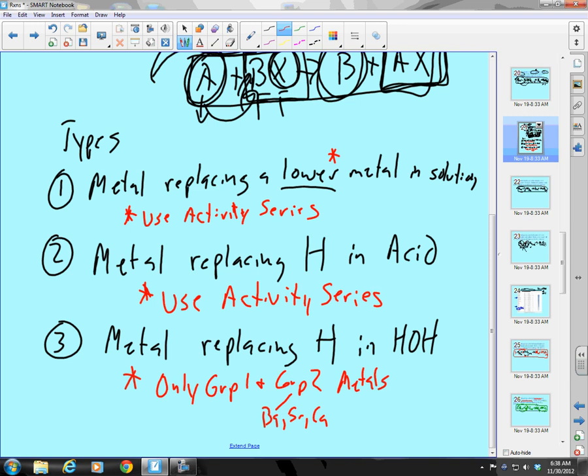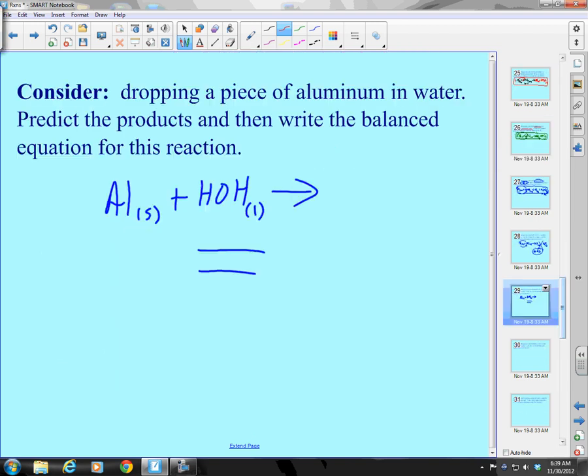So only group 1 and what we call heavy group 2 metals do this. That means if it's not from group 1 or group 2, heavy group 2, barium, strontium, calcium, you're not going to replace hydrogen in regular water. Okay, so let's go to our question here.